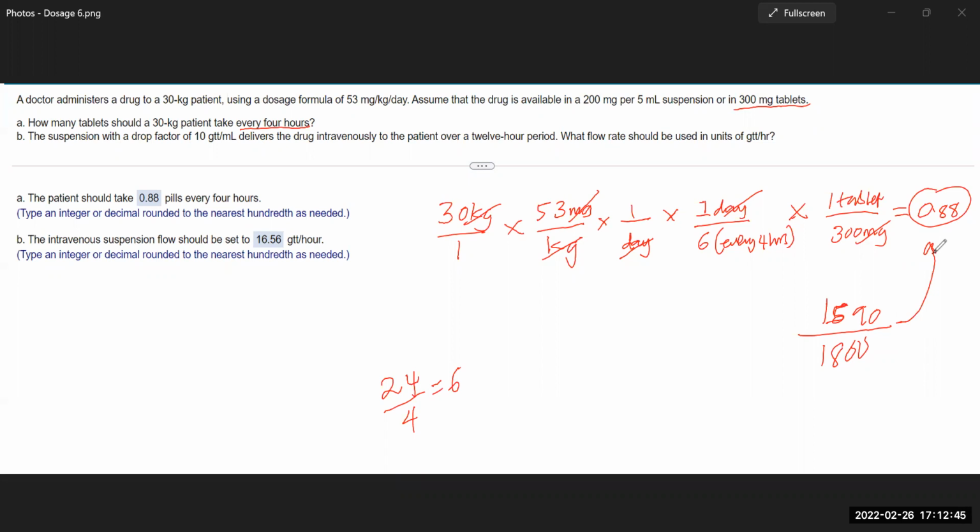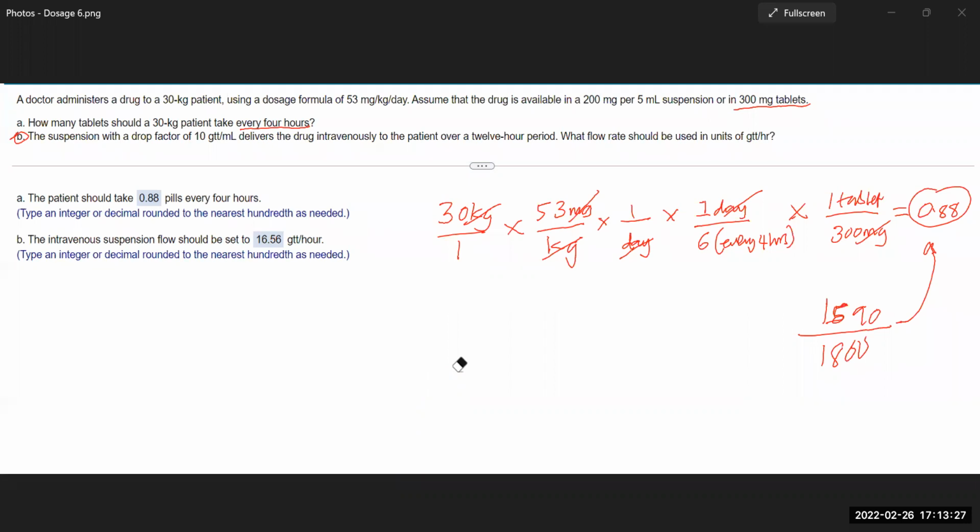Now the second part says that the intravenous suspension flow should be set to dash GATA per hour. And we shouldn't forget, if we go back to clarify, to be able to solve the problem, it says the suspension with a drop factor of 10 GATA per ml, or 10 drops per ml, delivers the drug intravenously to the patient over a 12-hour period. What flow rate should be used in units of GATA per hour?